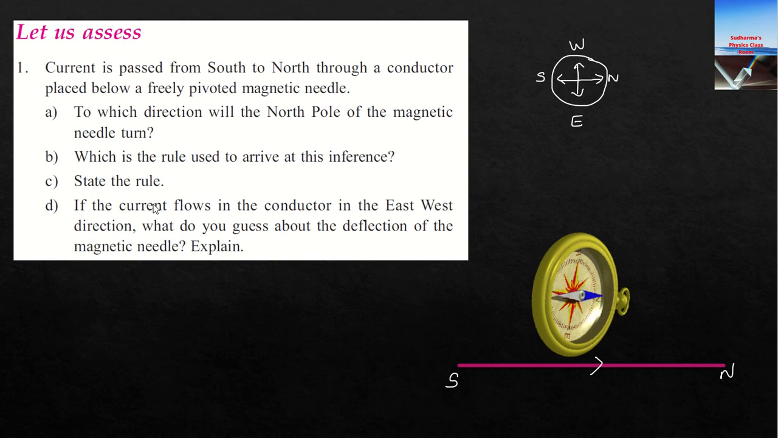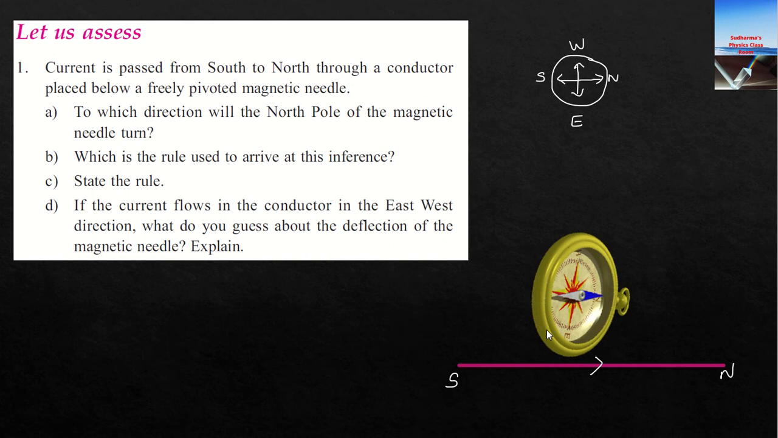It's a big question, right? So the basic thing we need to understand is if you keep a compass needle without the influence of any other magnetic field, it aligns in the north-south direction. That happens because of the influence of the Earth's magnetic field. Now we are keeping a current carrying conductor below this compass needle. The question says that the current is passed from south to north. So here the conductor is kept horizontally and the direction of current is from south to north.